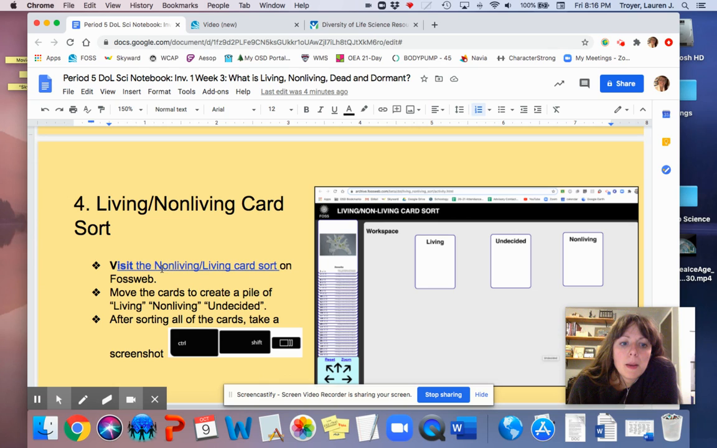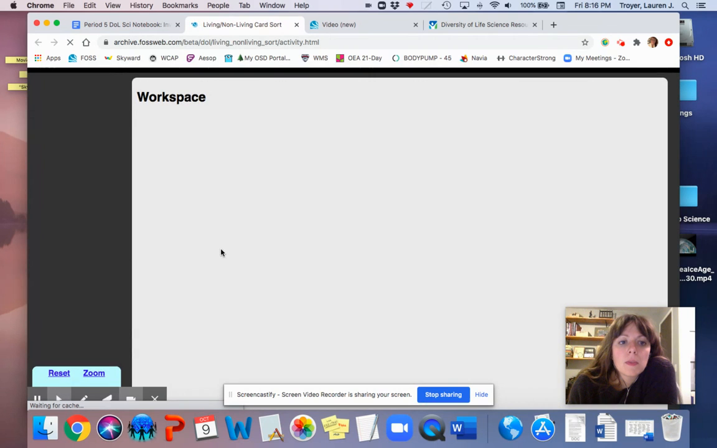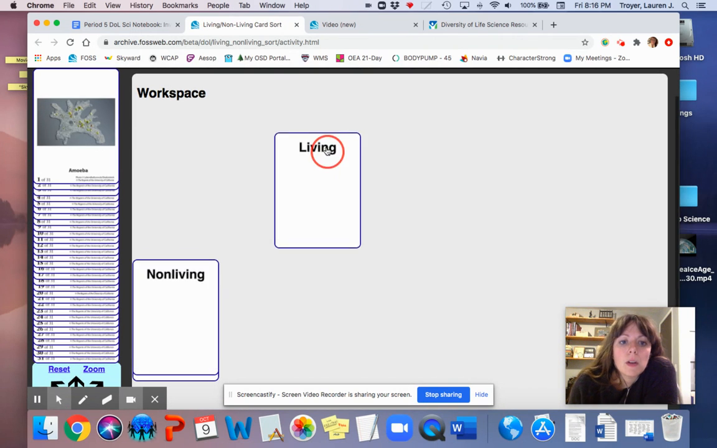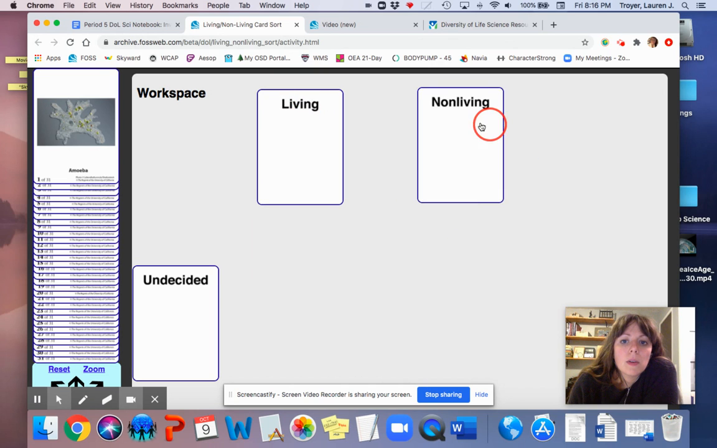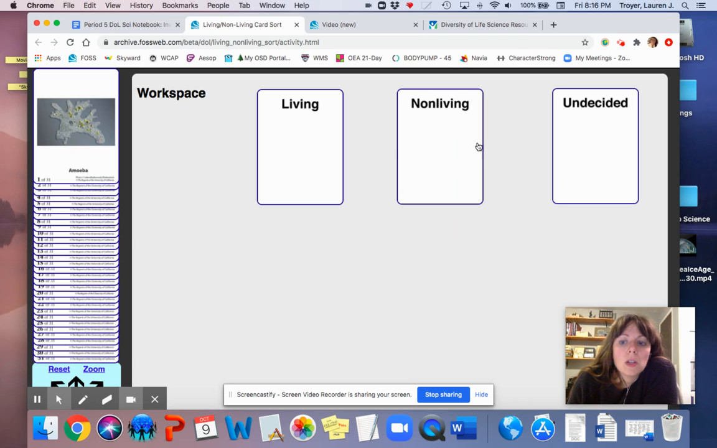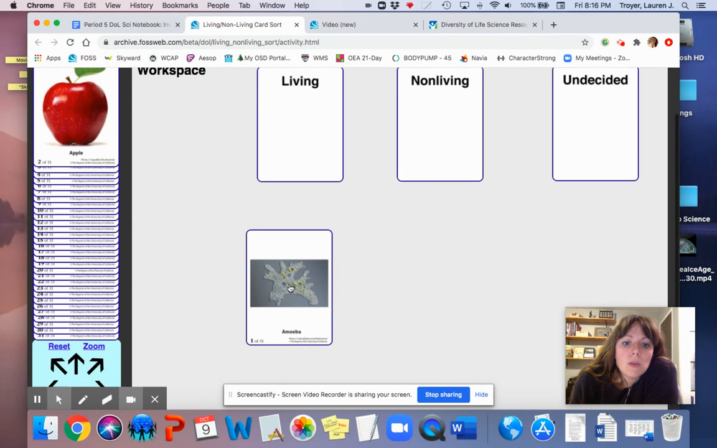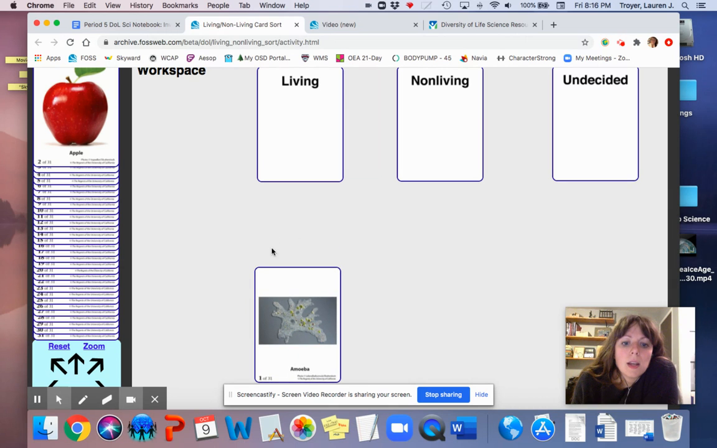This is the final step, the living, non-living card sort on FossWeb. Click the blue link. Here you're going to move these cards around to make three categories. Which of the cards are living, which are non-living, and which can you not decide about? I recommend when you're doing this to start from the bottom so that I can see the words.